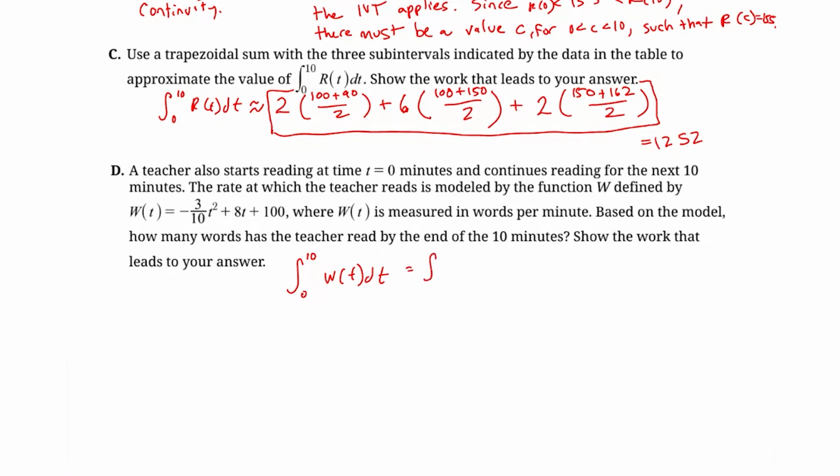So this is going to equal the integral from 0 to 10 of -3/10 t squared plus 8t plus 100 dt. We need to find the antiderivative of that polynomial, but it is just a polynomial function, so we could just use the anti-power rule to do that. We're going to increase that power by 1. So 3 divided by 3 is just 1, so this is just going to turn into -1/10 t cubed, and 8 divided by 2 is 4, so plus 4t squared, and then plus 100t, and we're going to go from 0 to 10.